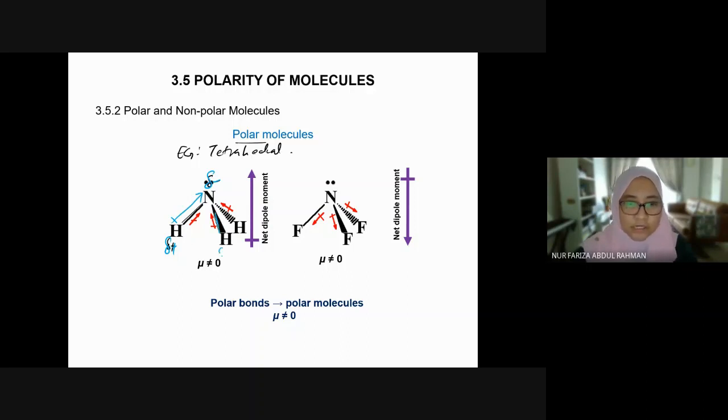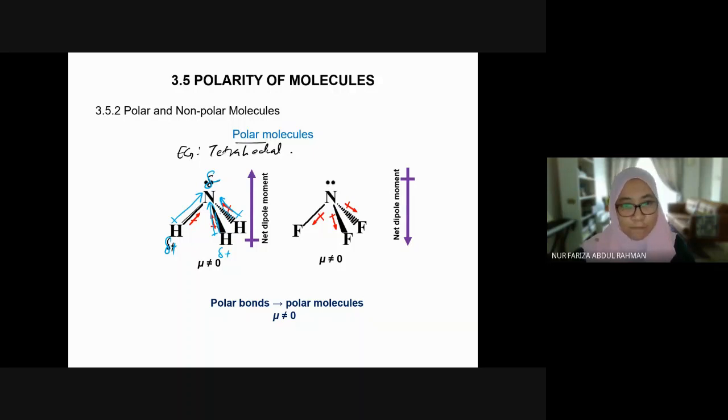Same goes to this bond. This is positive and this is negative again. So it should be pointing towards N. Same goes to this bond. Okay, remember, for each bond, you have to determine the polarity for each bond. So you have to draw the dipole moment for each bond. So this is what we call dipole moment arrow.